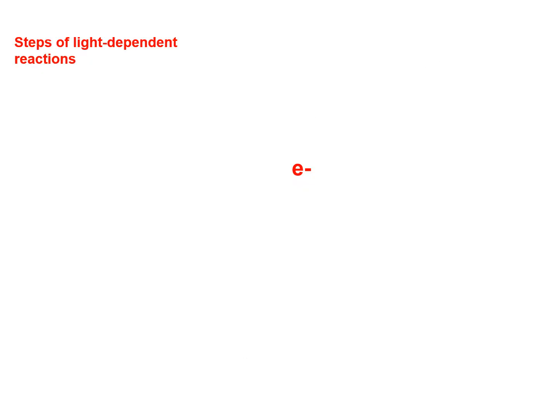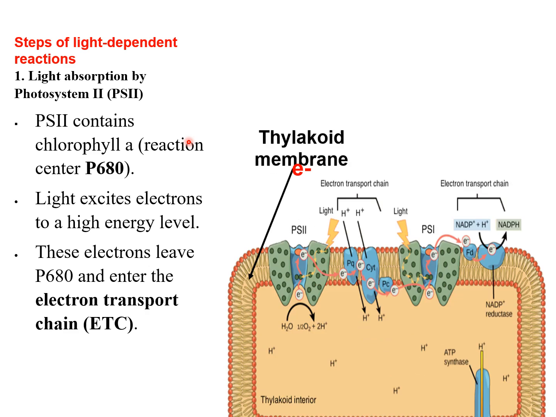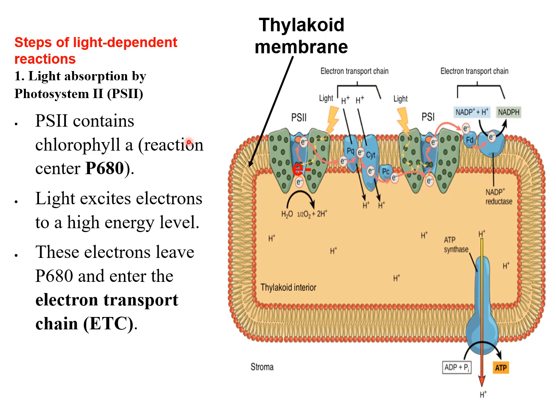The steps of light-dependent reactions. Light-dependent reaction takes place in a series of steps. The first step is light absorption by photosystem 2. This photosystem 2 is found in the thylakoid membrane of the chloroplast. Photosystem 2 contains chlorophyll, which is the reaction center, P680.